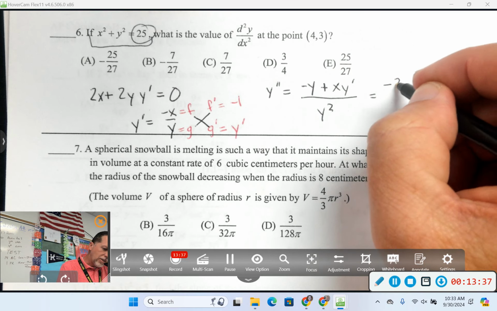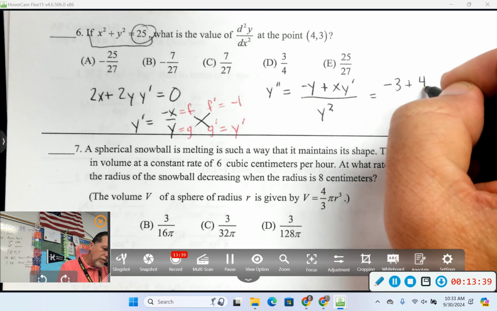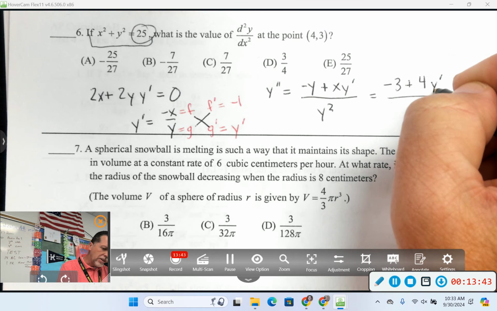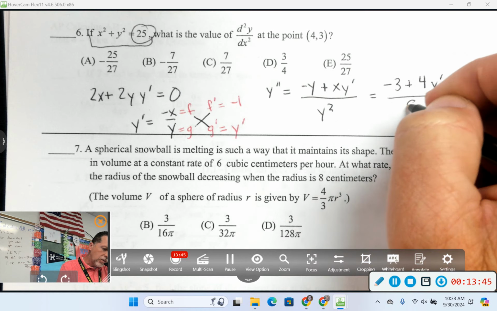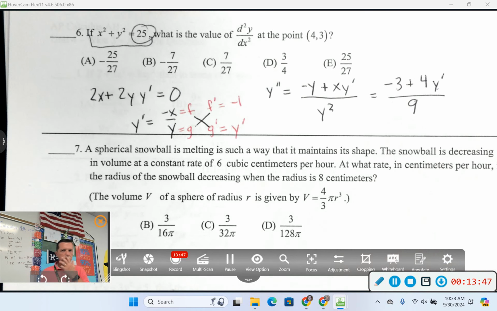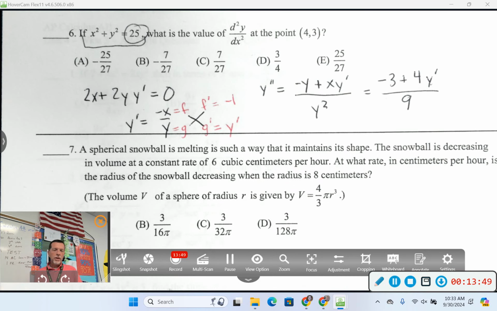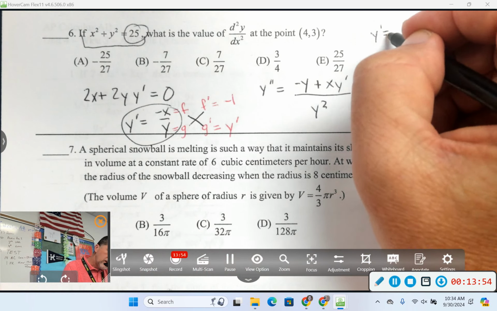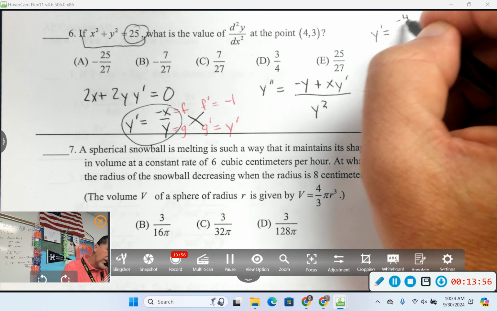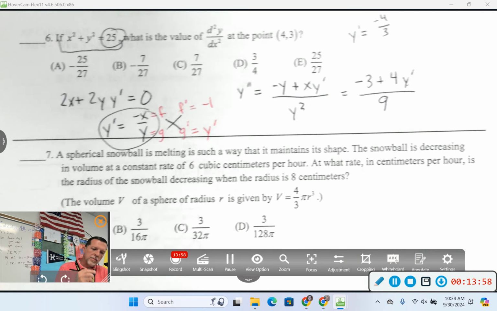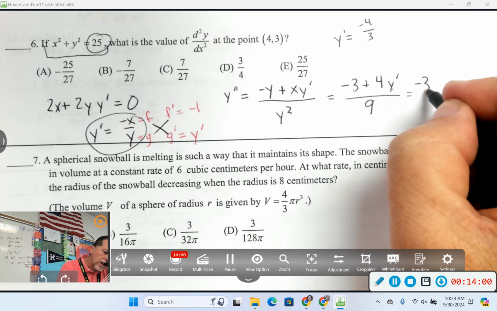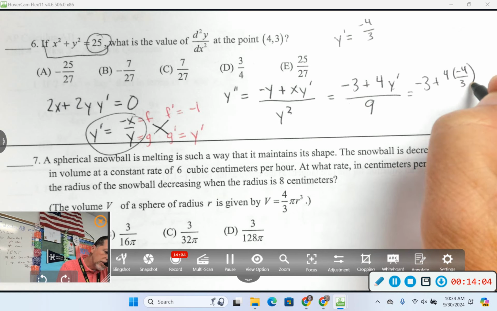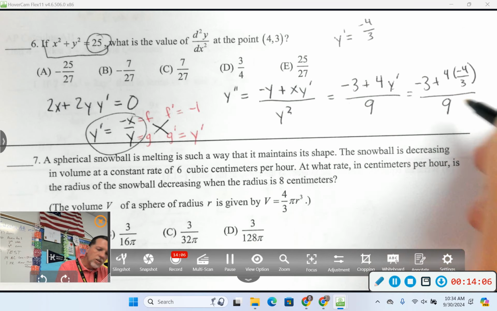The y value is 3. The x value is 4. I don't know y prime yet, so we'll hold off on that one. And then 3 squared is 9. But I do know y prime. It's negative x over y, so negative 4/3. So negative 3 plus 4 times negative 4/3, all over 9.